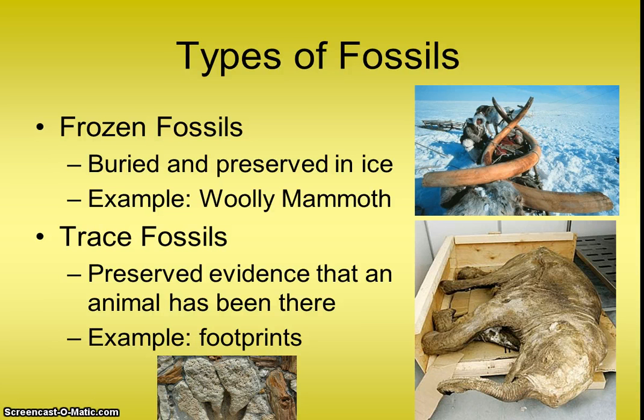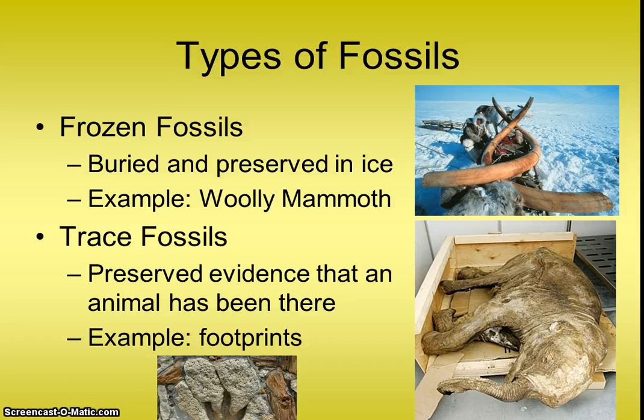And then we have trace fossils. Trace fossils are evidence that an animal's been there, but the actual animal or bone is not there. So it's something like a footprint where you can tell that the animal had passed through that area. It could be scat, which is basically feces of the animal, for lack of a better word, that you can tell what the animal ate. You can tell all about their diet by picking it apart, but it's not actually a piece of the animal.